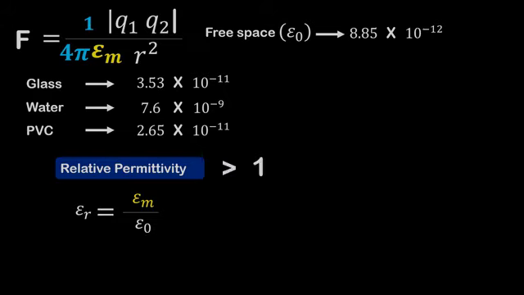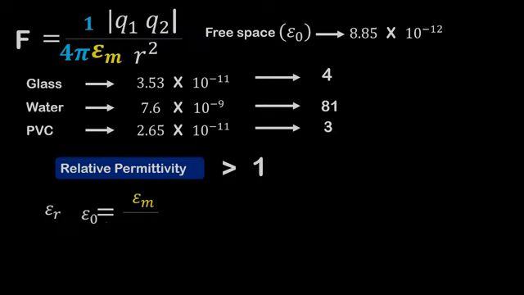The physical meaning of relative permittivity is simply how many times greater the permittivity of a medium is compared to the permittivity of free space. For example, generally, glass has a relative permittivity of around 4, water has a relative permittivity of 81, and PVC has a relative permittivity of 3.